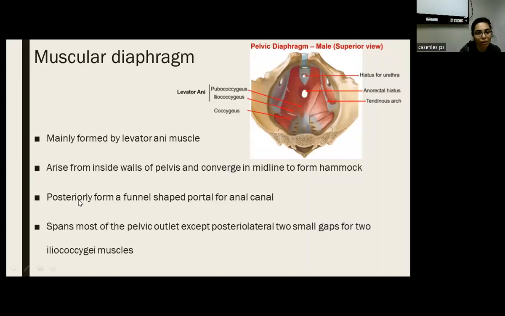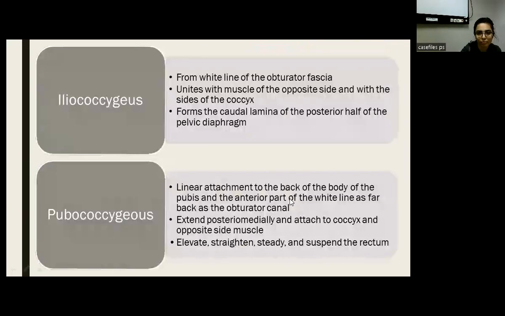Posteriorly, this diaphragm forms a portal for the anal canal, which is funnel shaped, and the muscular diaphragm mostly spans most of the pelvic outlet, except for small posterolateral gaps for the two iliococcygeus muscles. This is the hiatus for the urethra, and this is the funnel-shaped portal for the anorectal hiatus, or anal canal.